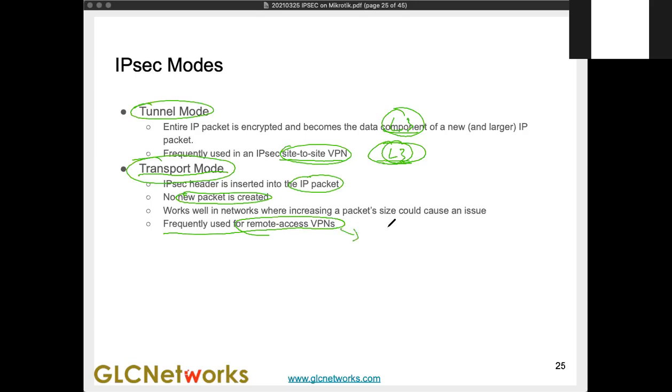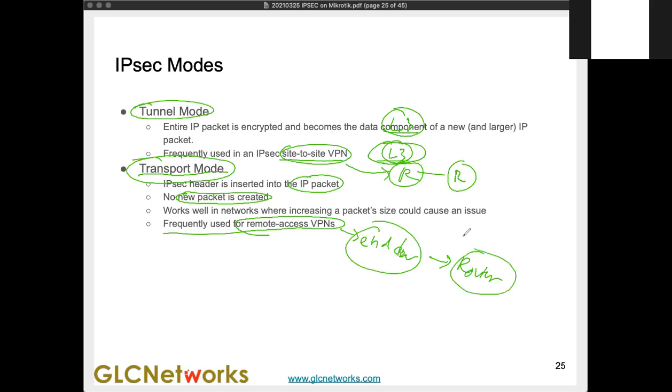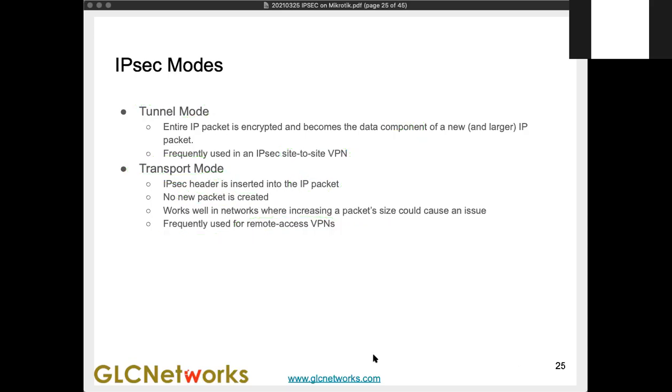So this is for the road warrior, from the end device to the router. This one is good between router to router, because they will encapsulate an IP inside an IP. I will show you the encapsulation process later on.